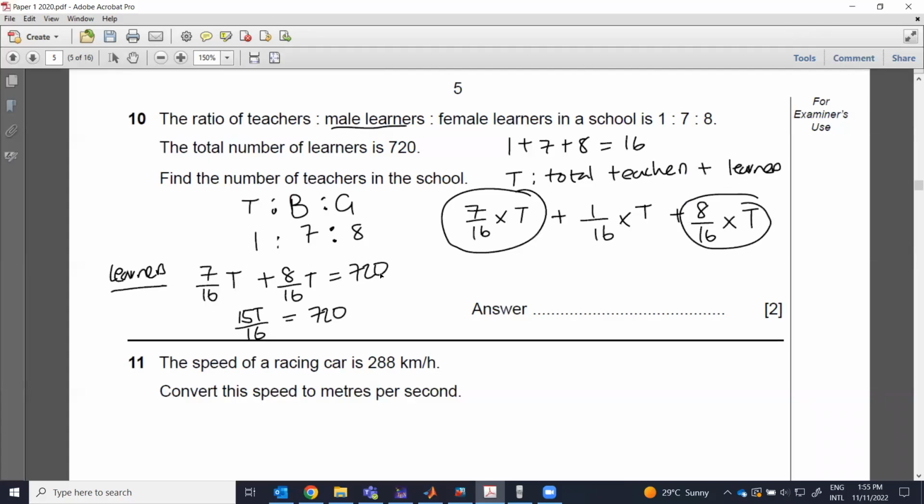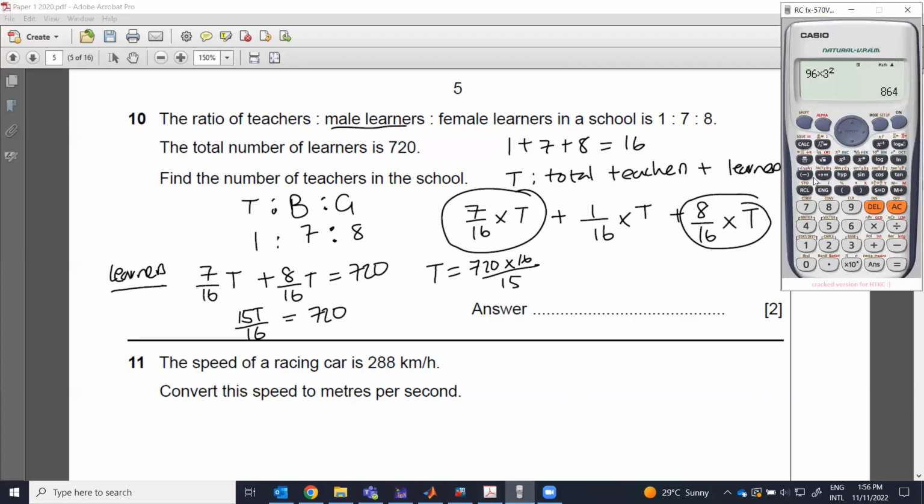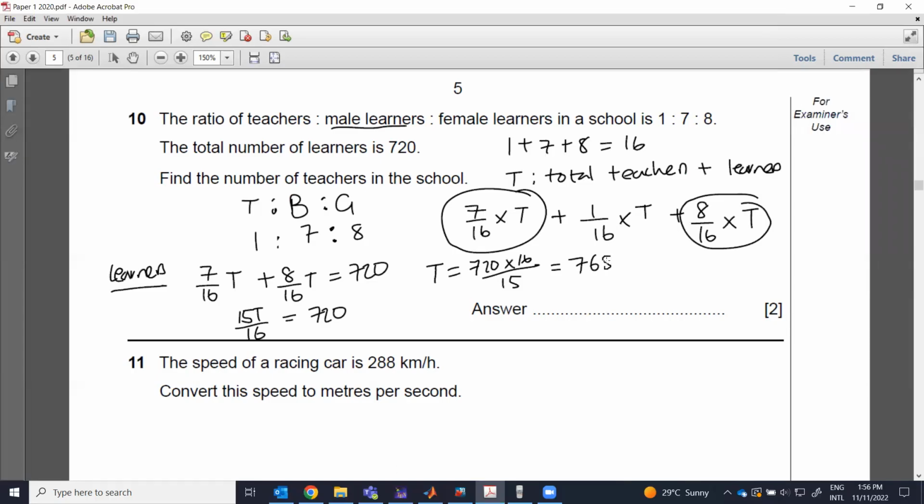And then you cross multiply, we get T, that is not the teacher, but the total number of people. So it's teachers and learners. Maybe I should have used a different letter. So don't get confused. This T represents teachers and learners, the total. So when you cross multiply, we have 720 times 16 over 15. So this we do on our calculators. Okay, this gives us 768. Okay, so that's the total number of people at the school.